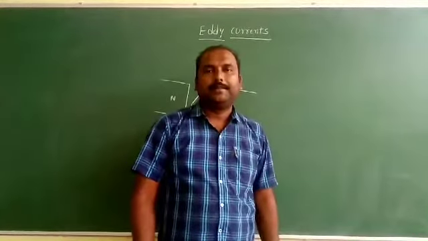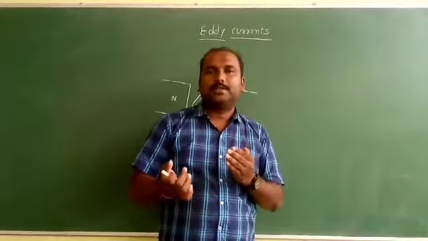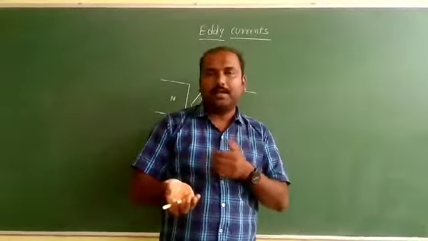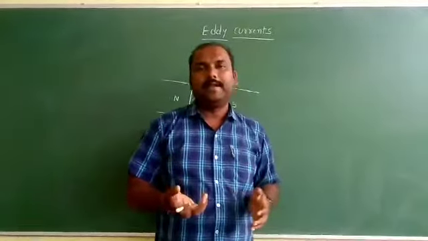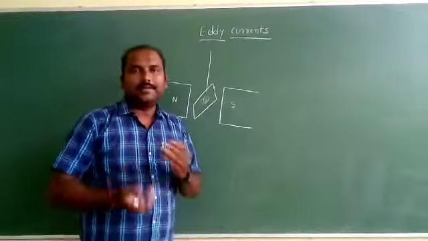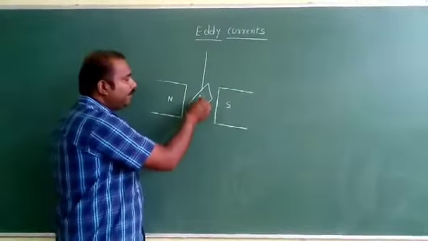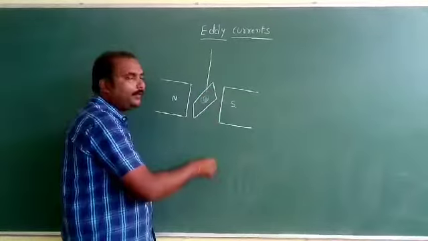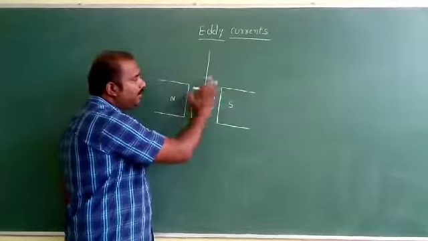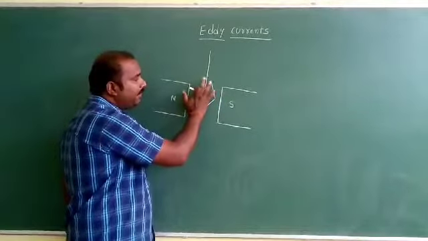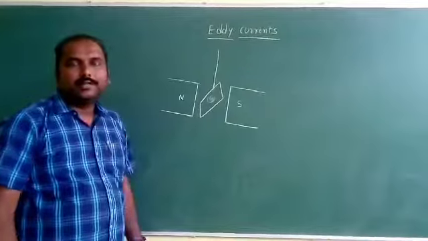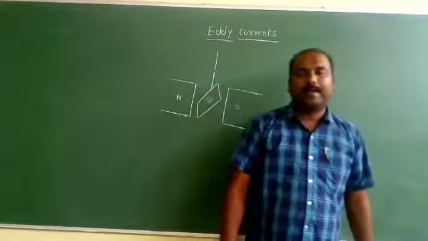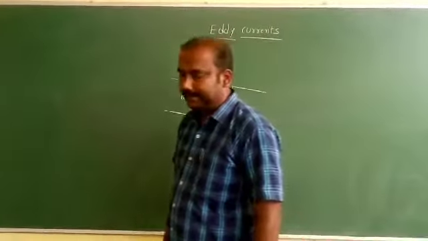What is the direction? The induced currents produce a magnetic field which tries to oppose the applied magnetic field. This magnetic field is opposite to the applied magnetic field, and finally the body's oscillation slowly decreases, and it comes to rest. Such currents we call eddy currents, and this was discovered by Foucault, so they are also called Foucault currents.